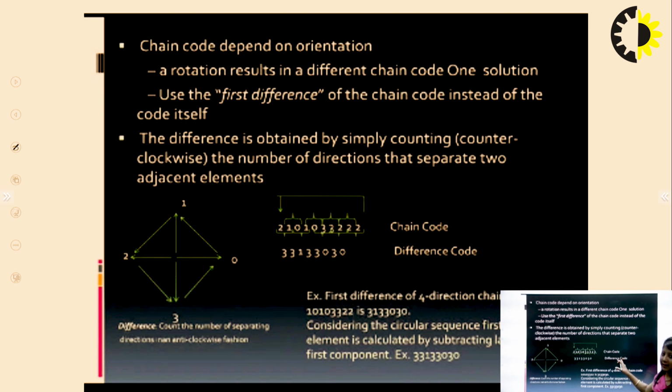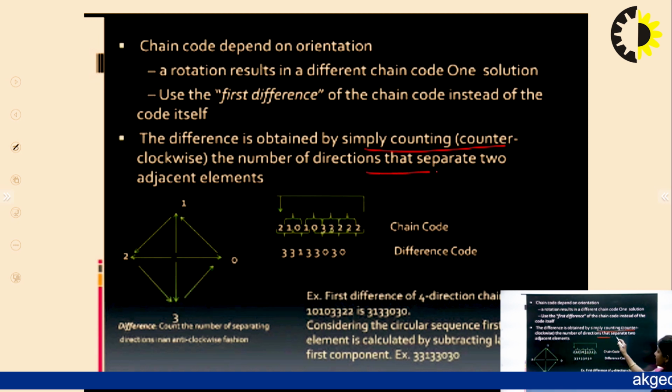From this slide we can easily understand how to calculate the first difference. A chain code represents an orientation, and a rotation results in a different chain code. So we use the first difference of the chain code instead of the code itself. The difference is obtained by simply counting counterclockwise the number of directions that separates two adjacent elements.